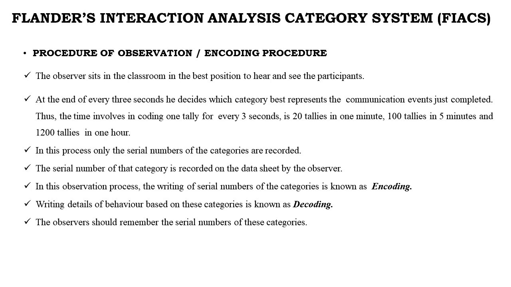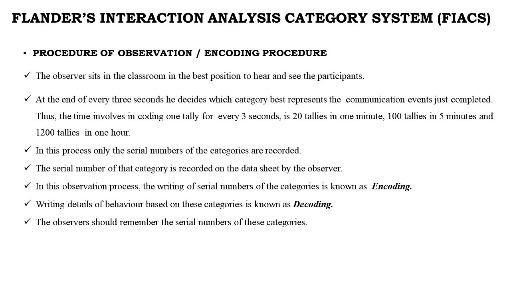In this process, only the serial numbers of the categories are recorded. The serial number of that category is recorded on the data sheet by the observer. When the observation is over, the observer shifts to some other room and prepares the details based on those serial numbers of the categories.